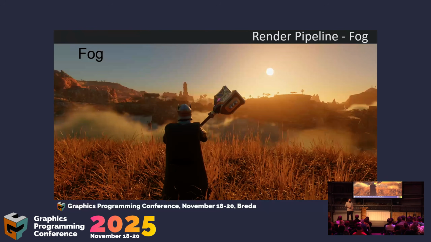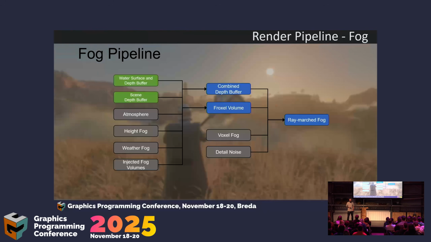Okay, so let's continue with the fog rendering. Here's a simple diagram of the fog render pipeline. First, we combine screen space, water surface, and scene depths, which is needed for correct water fog compositing. We then render all fog types except voxel fog into a froxel volume. And last, we ray march voxel fog and combine it with the pre-integrated froxel volume during ray marching.